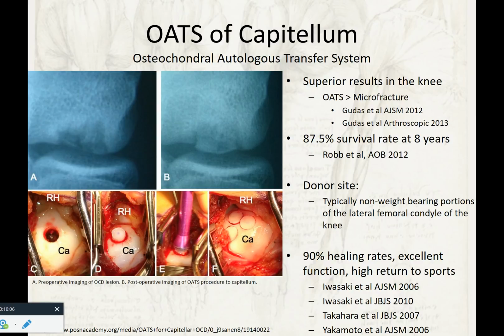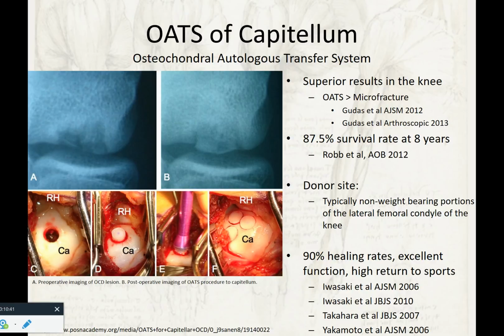What we know is that in knees, there's an 87.5% survival rate in those patients with OATS, and that means the cartilage has actually held up and survived after being transferred to a new area at 8 years. The donor site is typically a non-weight-bearing portion of the lateral femoral condyle of the knee. There have been several studies in good journals like the Journal of Bone and Joint Surgery and the American Journal of Sports Medicine that suggest 90% healing rates, excellent function, and high return to sports in these patients.